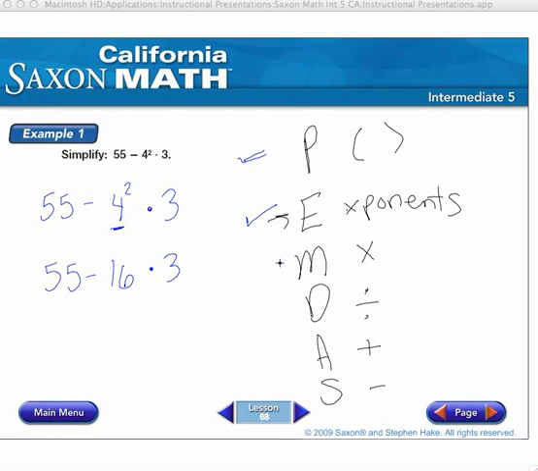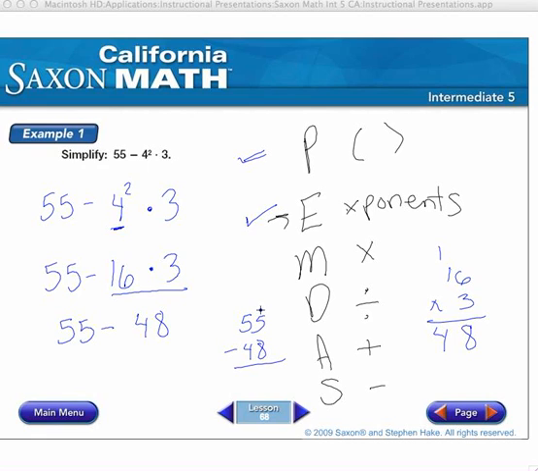Now I'm going to look at multiplying and dividing. I see I have a multiplication problem here, so this piece comes next. 16 times 3. And feel free to show your work off to the side. That's totally fine. Okay, so 16 times 3 is 48. And then rewrite the rest of the problem. 55 minus 48, borrow, 15 minus 8 is 7.